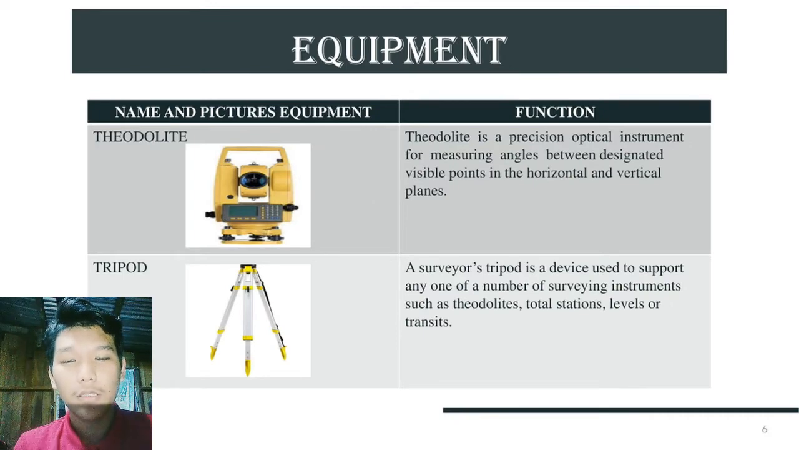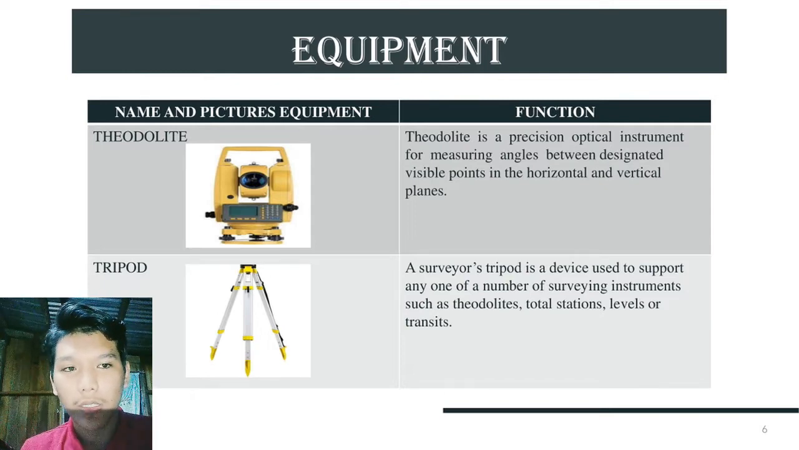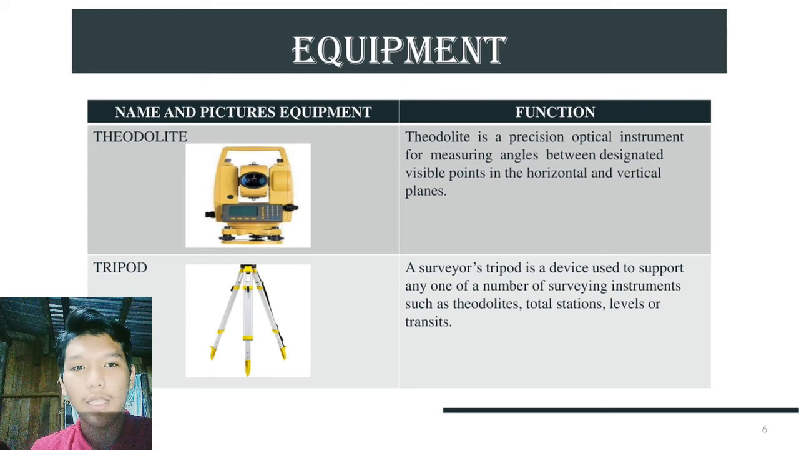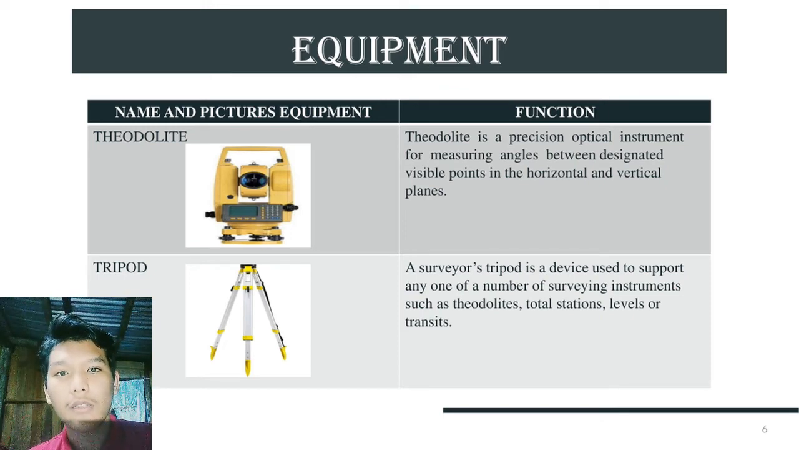Number 5 is the theodolite. The theodolite is a precision optical instrument for measuring angles between designated visible points in the horizontal and vertical planes. Lastly is the tripod. A surveyor's tripod is a device used to support any one of a number of surveying instruments such as theodolite, total station, levels, and transits.